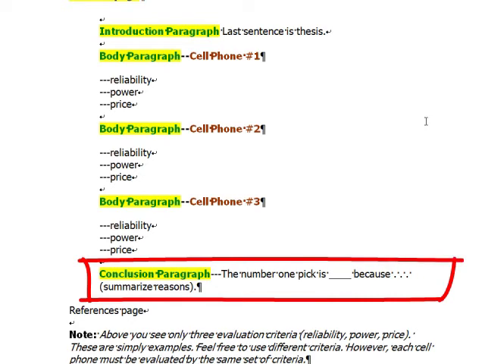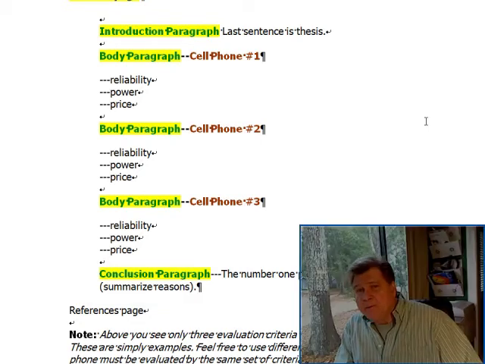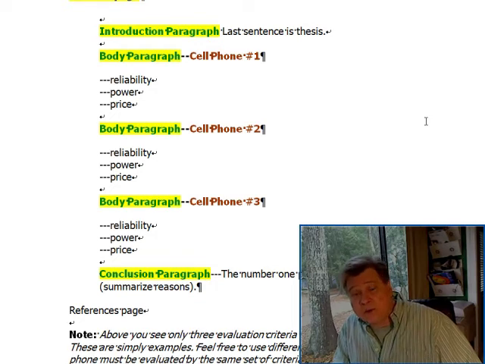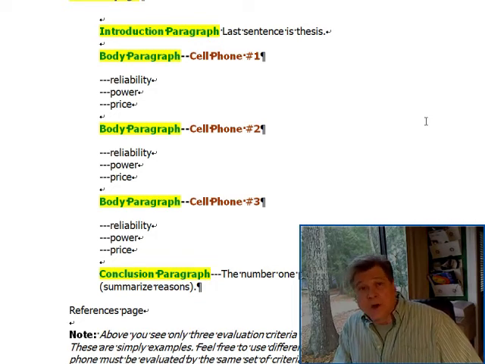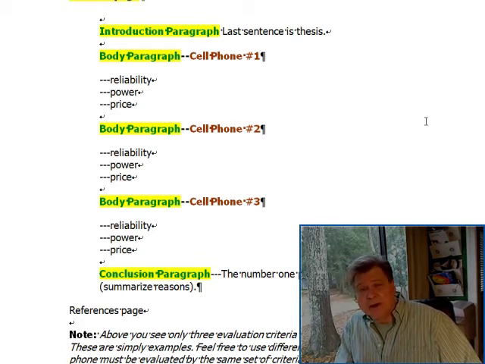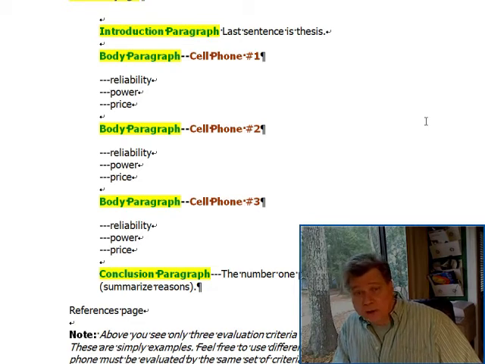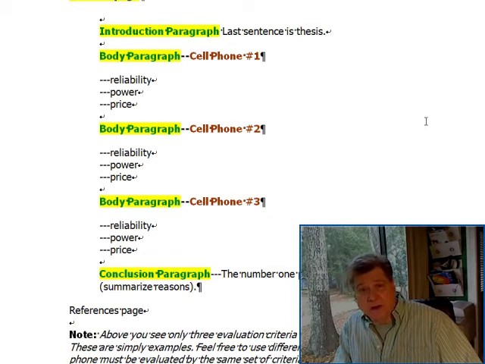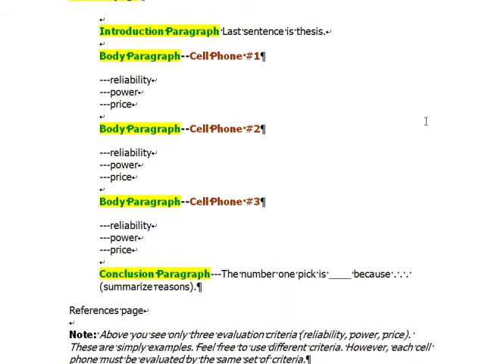Then, of course, in your conclusion, this is where you will announce your pick. The winner is, but more importantly, in your conclusion paragraph, this is where you're going to summarize the reasons why you picked this model. This is your last chance in this conclusion paragraph to make your case to your group as to why this is the most appropriate, the best cell phone model for your purposes.